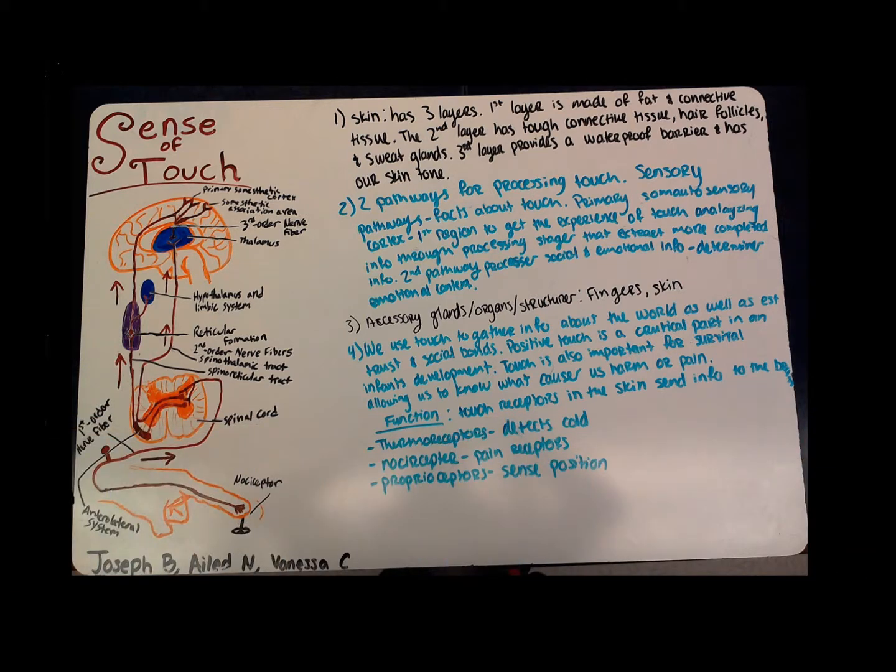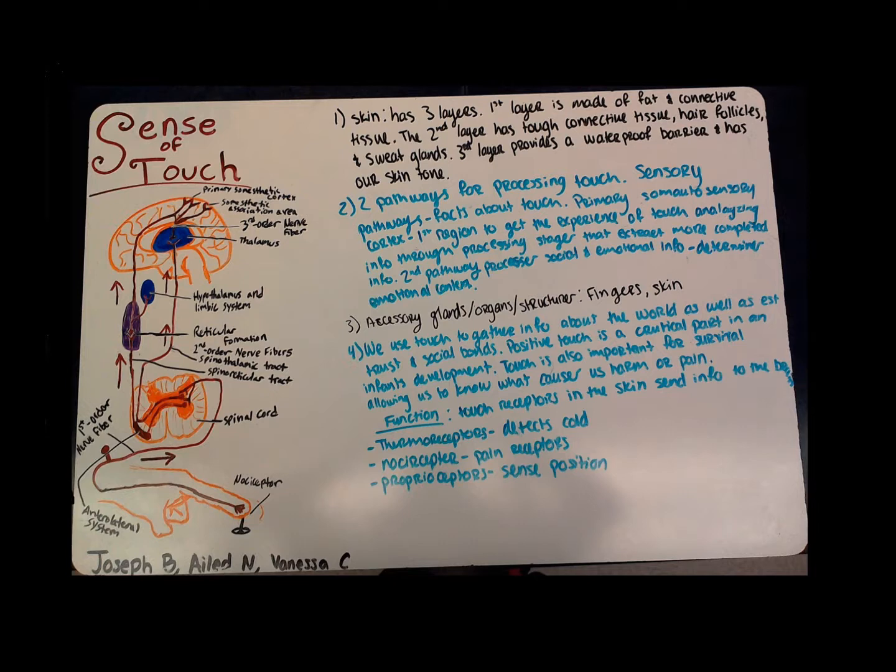So some info about the structure of the organ would have to be the skin, which has 3 layers. The third layer is made of fat and connective tissue. The second layer has a tough connective tissue of hair follicles and sweat glands. And the first layer provides a waterproof barrier, which also contains our skin.